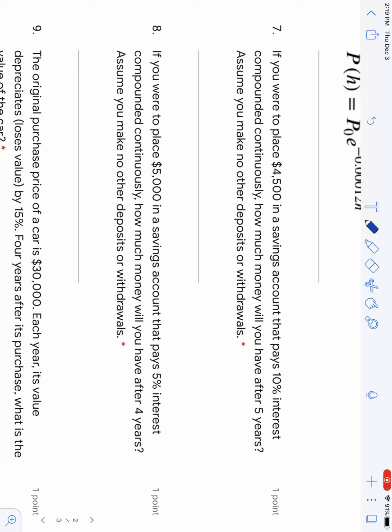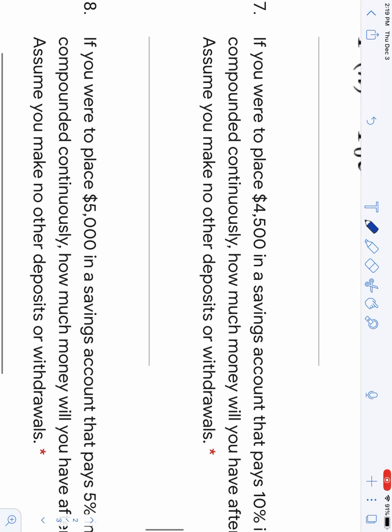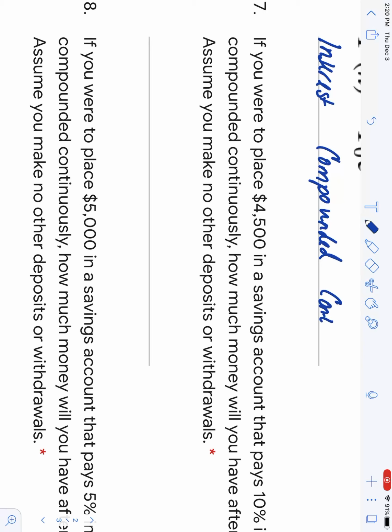All right, now the next one, savings accounts. We've talked about savings accounts, but not about savings being compounded continuously. So I want to give you a formula that you need for interest compounded continuously. That formula is A equals P times e to the rt power. We refer to this as PERT a lot of the time.